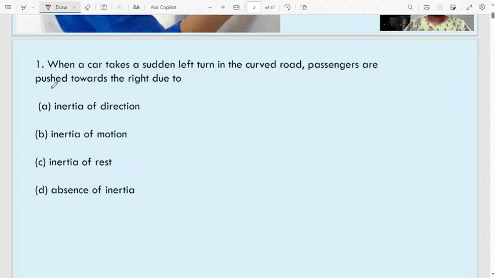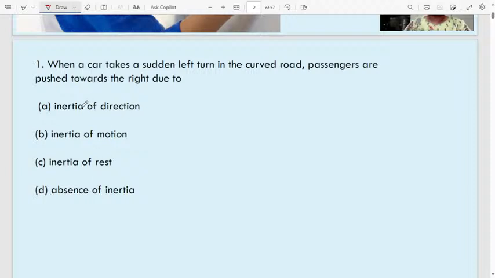Okay, let us start the class. First question: when a car takes a sudden left turn in the curved road, passengers are pushed towards the right due to: first option, inertia of direction; second option, inertia of motion; third option, inertia of rest; fourth option, absence of inertia. What is the correct answer here?